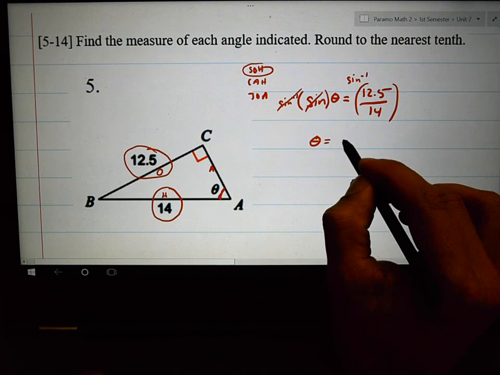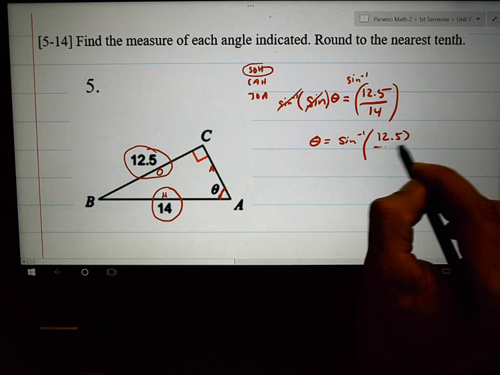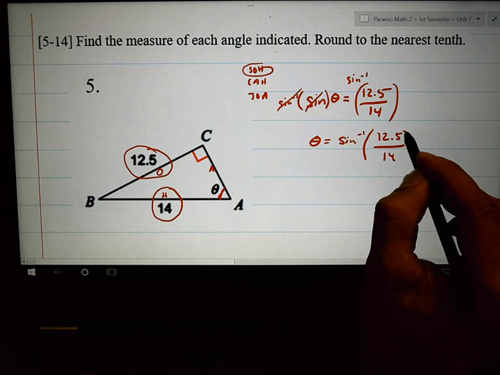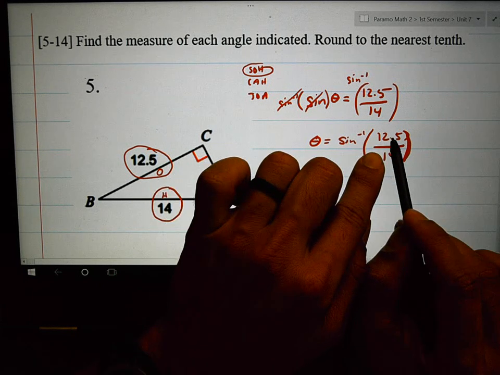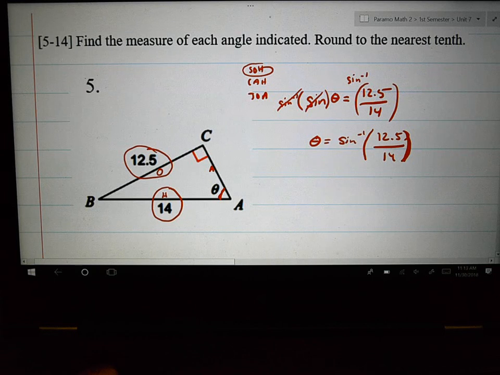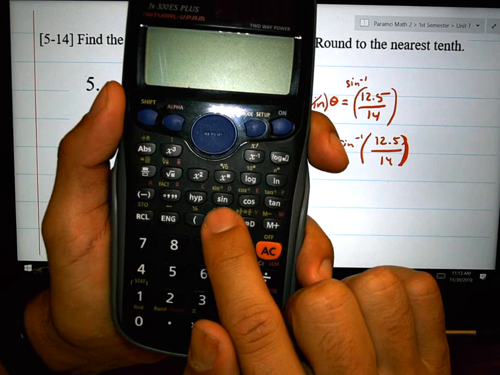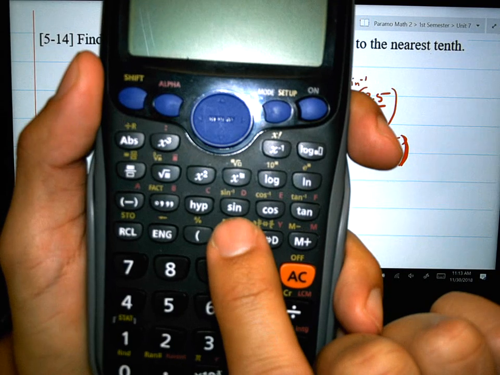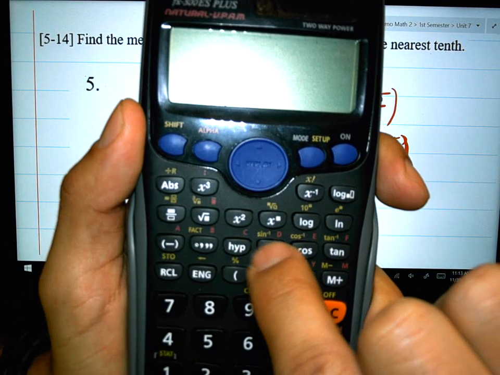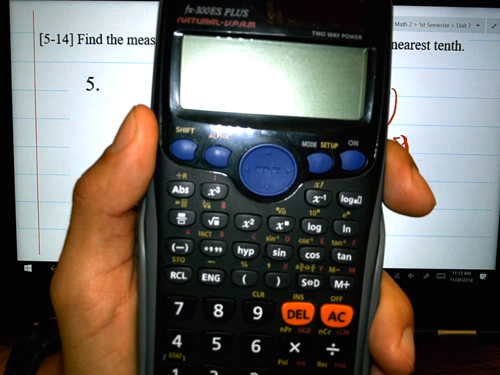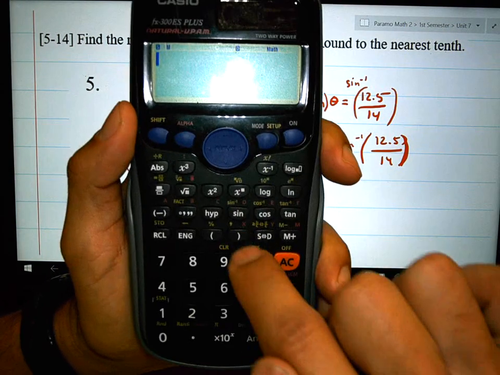So what are we going to plug into our calculator? We're going to plug in inverse sine of 12.5 over 14. The inverse sine button is usually right above the sine button. If I see the sine button right there, inverse sine is right above it. I have to press the shift key to get to that sine to the negative 1. So I'm going to punch this in. I'm going to press my shift sine button.